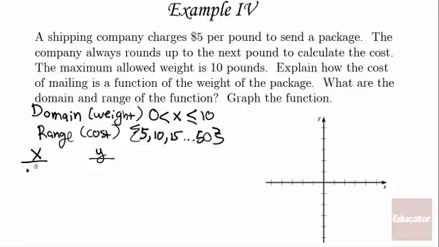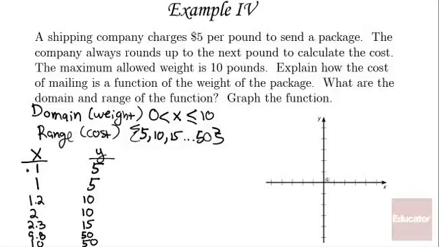Let's say I have a very light package. It's only 0.1 pounds. How much are they going to charge me? $5. Okay, let's say I have a 1 pound package. They're going to charge me $5. Fine, 1.2. Well, guess what? They're going to round that up and charge me $10. If I have 2 pounds, $10. If I have 2.3, they're going to round it up, $15. And on up, let's say I have 9.8, they're going to round up to 10, and they're going to charge me $50. Okay.